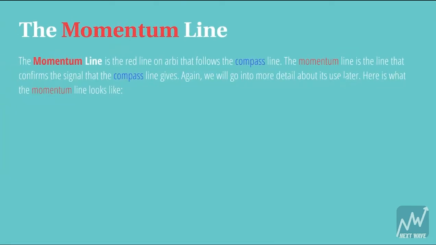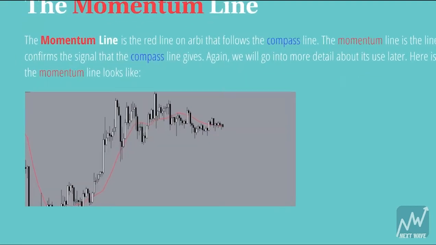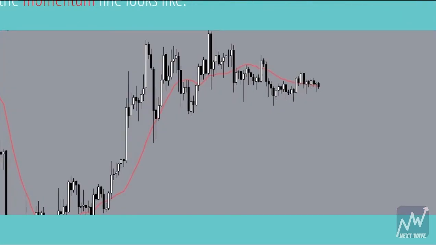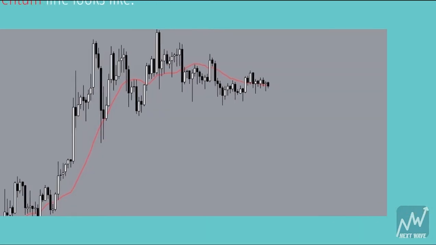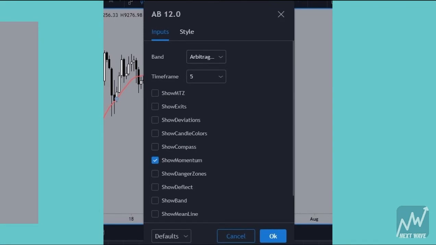The momentum line. The momentum line is the red line on Arbi that follows the compass line. The momentum line is the line that confirms the signal that the compass line gives. Again, we will get into more detail about its use later. Here is what the momentum line looks like. It is that red line that moves along with price, kind of like the compass line. And under the arbitrage bands inputs, for you to toggle on or off the show momentum, you'll click right here.